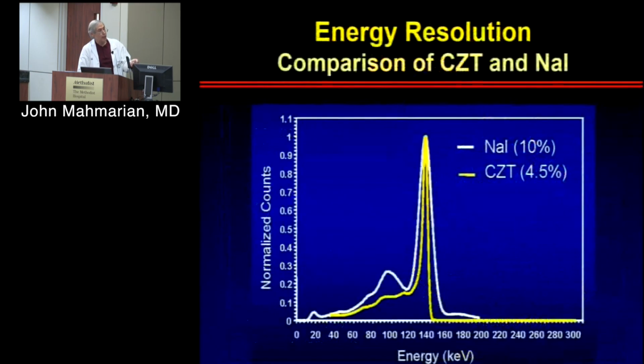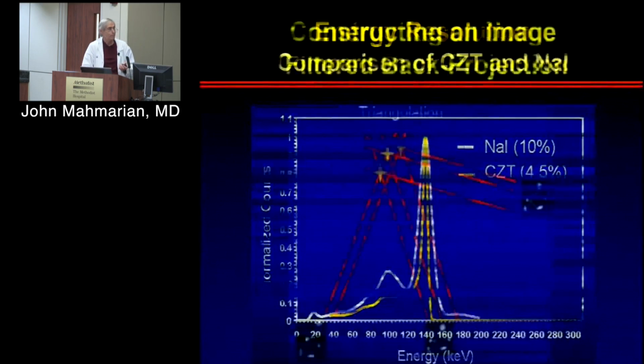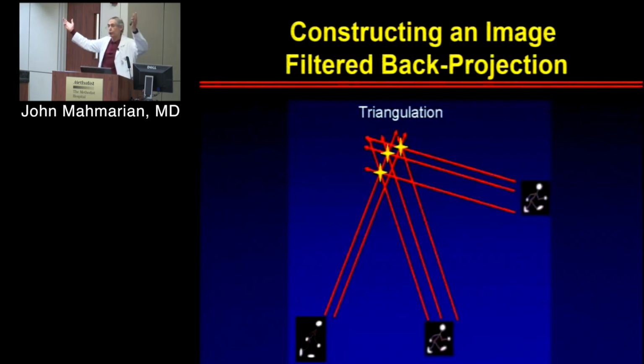So if you look at the energy resolution, and again, this is looking at the pulse height analyzer, and you look at the amount of Compton scattering that you accept, you can see that the curves here are much tighter for CZT than they are for sodium iodide crystals. And what does that mean? That means that we have better spatial resolution when we do imaging with these kind of crystals than we do with sodium iodide. Okay? All right, so now we've got our photons.